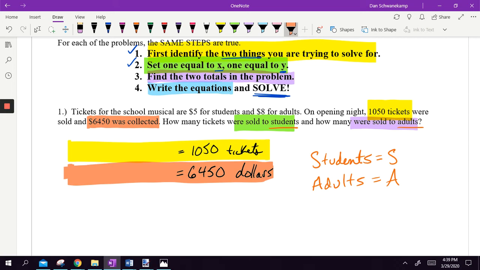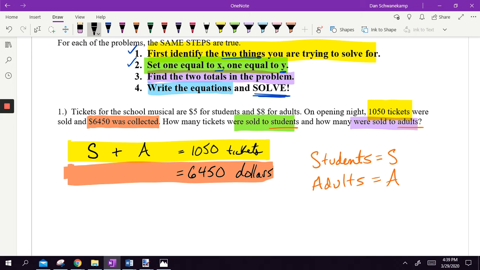All we have to do is now write some equations. Well, what is going to add up to 1,050? That's the amount of tickets sold. Think about how I'm going to get the tickets. To figure out how many tickets you have, all you have to do is count them. So this equation is really simple. My equation to figure out how many tickets I sold, I'm going to take all the student tickets and add to that all of the adult tickets. And when I take the students plus the adults, that should add up to 1,050. So real simple, I'm just counting tickets and adding them together.